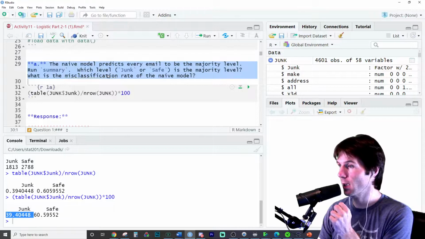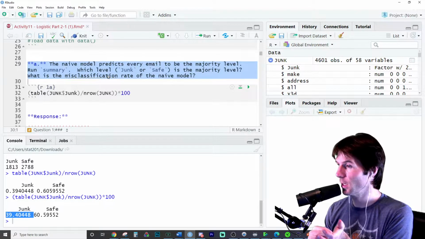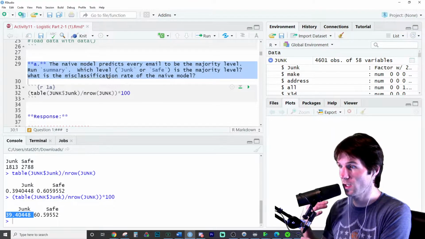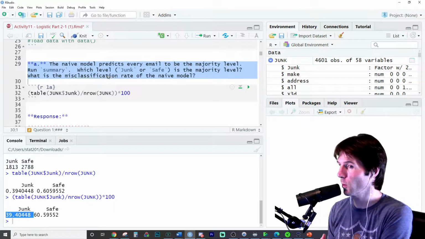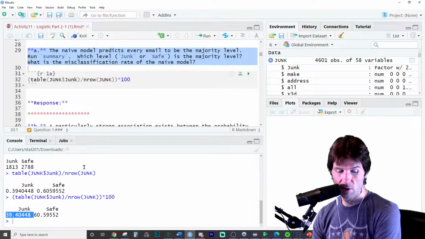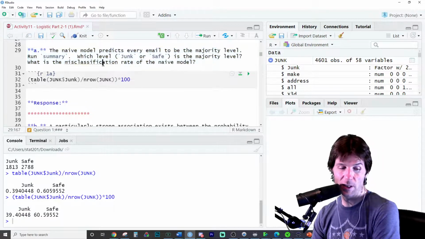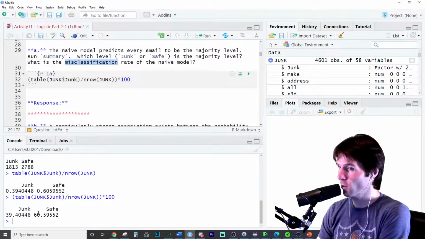Now, don't confuse the naive for categorical with the naive for quantitative, because the naive for quantitative will use the mean of y, which this does not have, because it's a category on whether an email is junk or if an email is safe. So the naive model would get wrong 39.4, and that is the misclassification. The accuracy of the naive model is 60.6 right here.